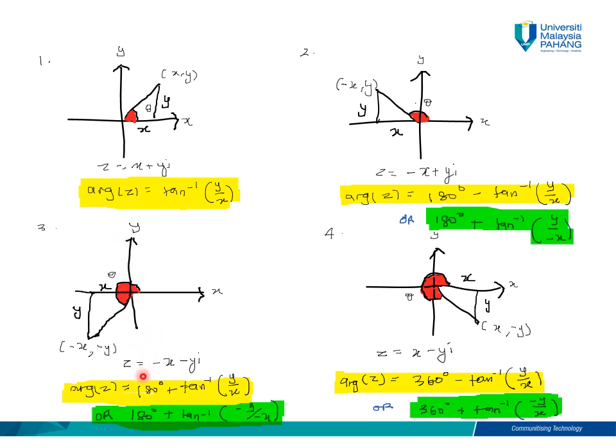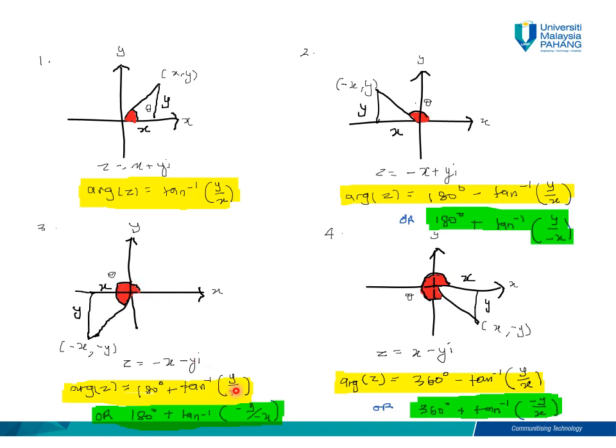Okay, so same for the third one. z equals negative x minus y i. So both x and y are negative, so this is the point. Okay, so we want to find the red area here, the theta. So how to find this? If you want to put both positive, then 180 degrees plus arctangent y over x. So this is 180 degrees, plus this one, so we'll get this shaded area.